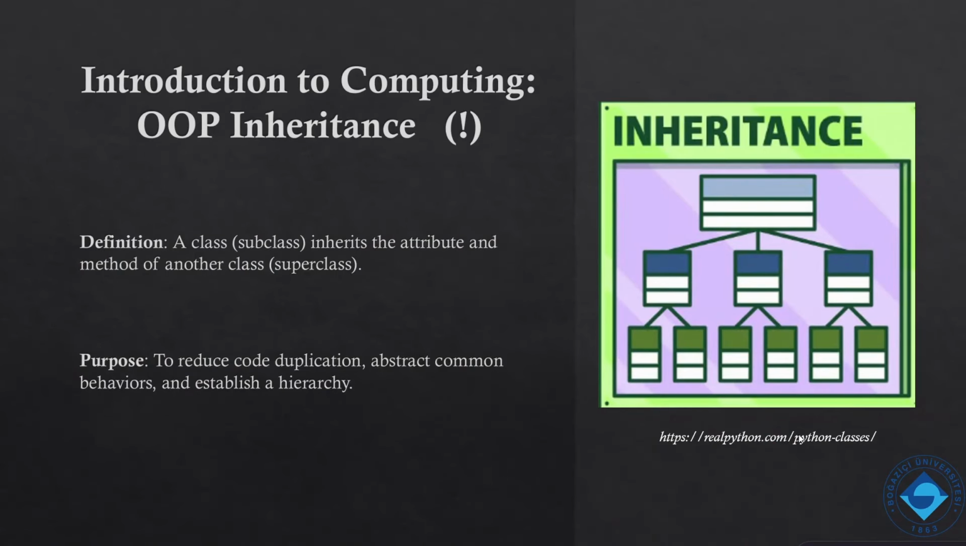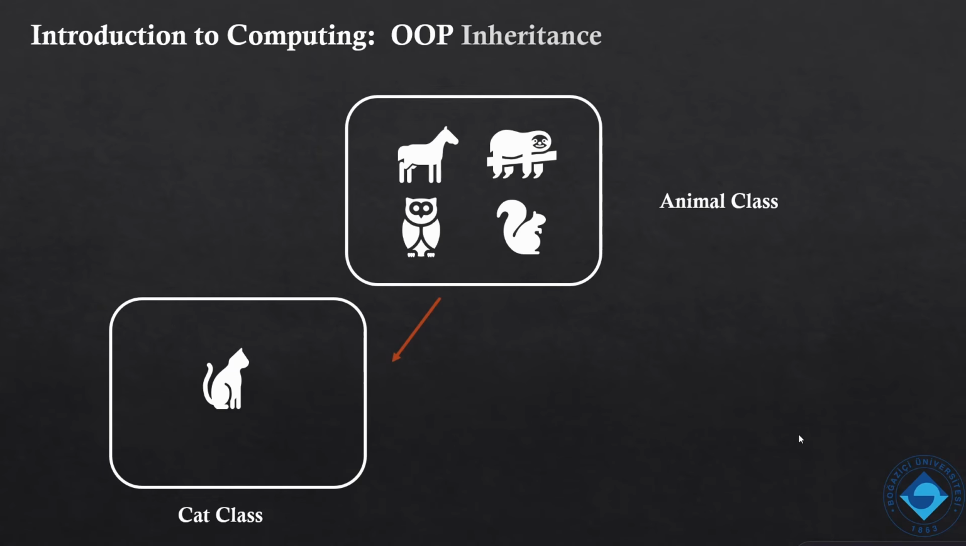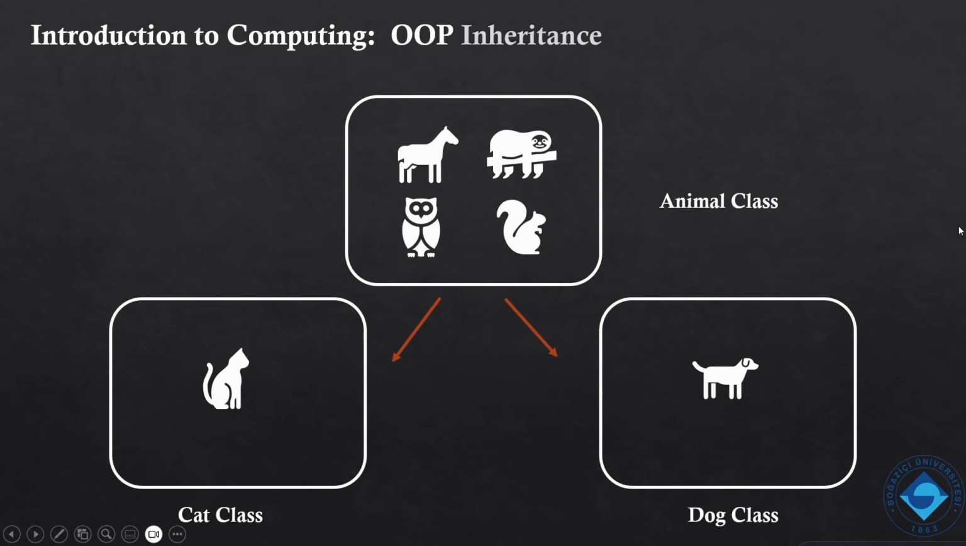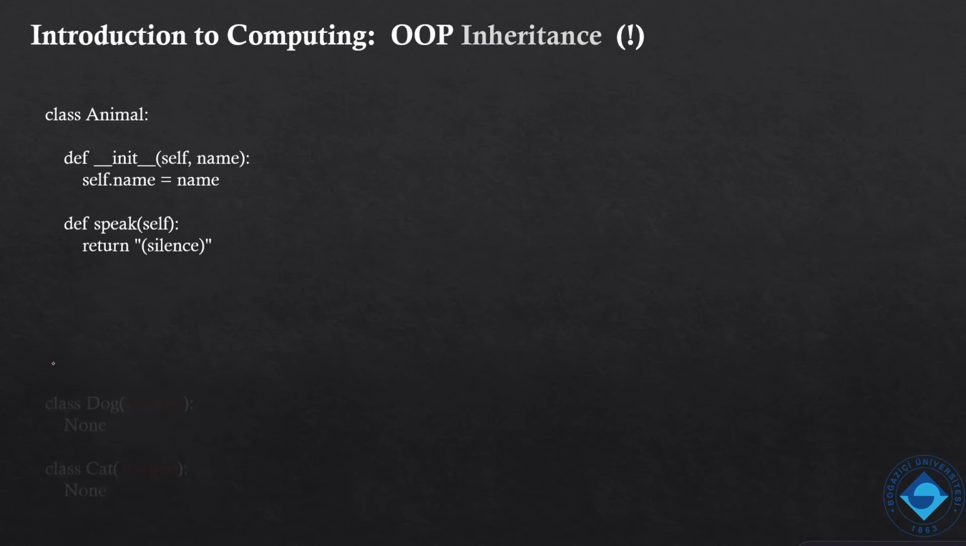And also in object-oriented programming, we have inheritance. A class inherits the attributes and methods of another class, and the purpose is reducing code duplication, abstracting common behaviors, and establishing a hierarchy. To understand better, we can give an example here. As you can see, cat and dog are under the animal family, right? So here, animal is our superclass, and cat and dog are our subclasses. I will explain a little bit more by giving examples.